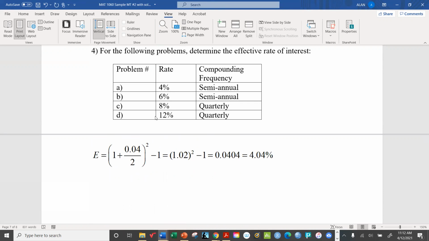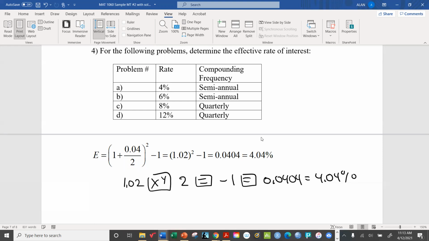I don't think you even need equals in this case, or only at the end, 1.02 to the y, 2. Now, let me just double check that. Maybe not. Oh no, you do need the equal. Then you subtract the 1, minus 1 equals, all right. And that leaves you with 0.0404, which of course means the same thing as 4.04%. It's the same thing.